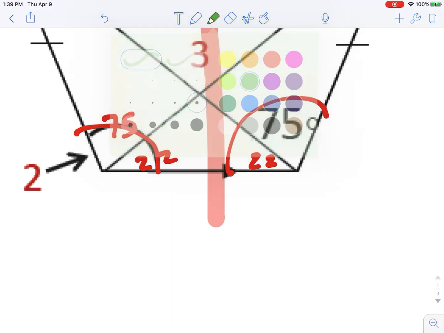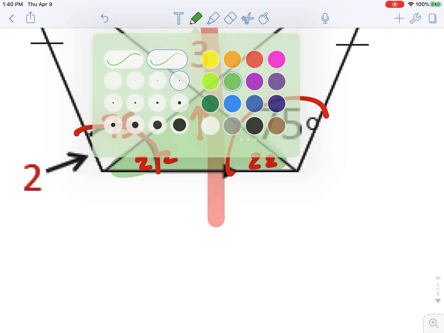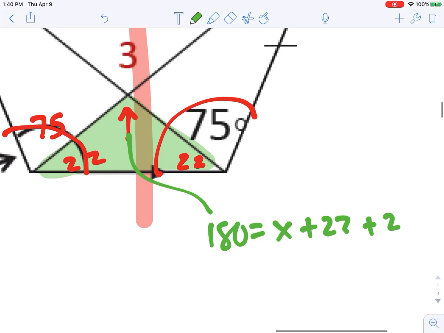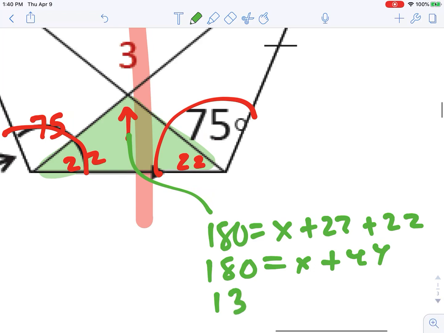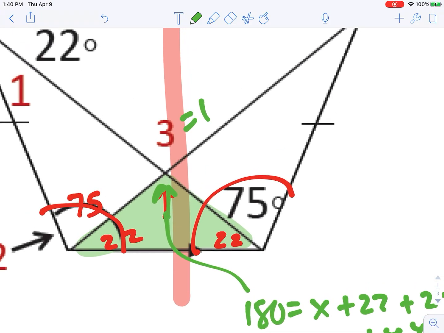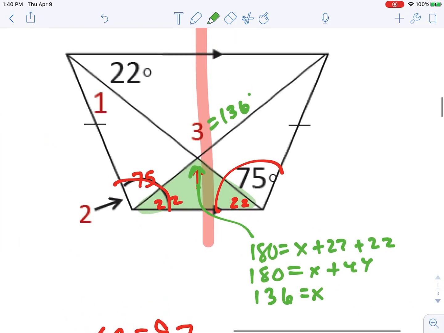And we're also going to use the triangle sum theorem, in the sense that all three of those angles should add up to 180. So this angle here, let me write that in green, is 180 equals, let's call it x, plus 22 plus 22, or 180 equals x plus 44. 136 is x. So this is x right here, which means angle 3 is a vertical angle. That's also 136. That's interesting. And then the last one is more difficult to see.